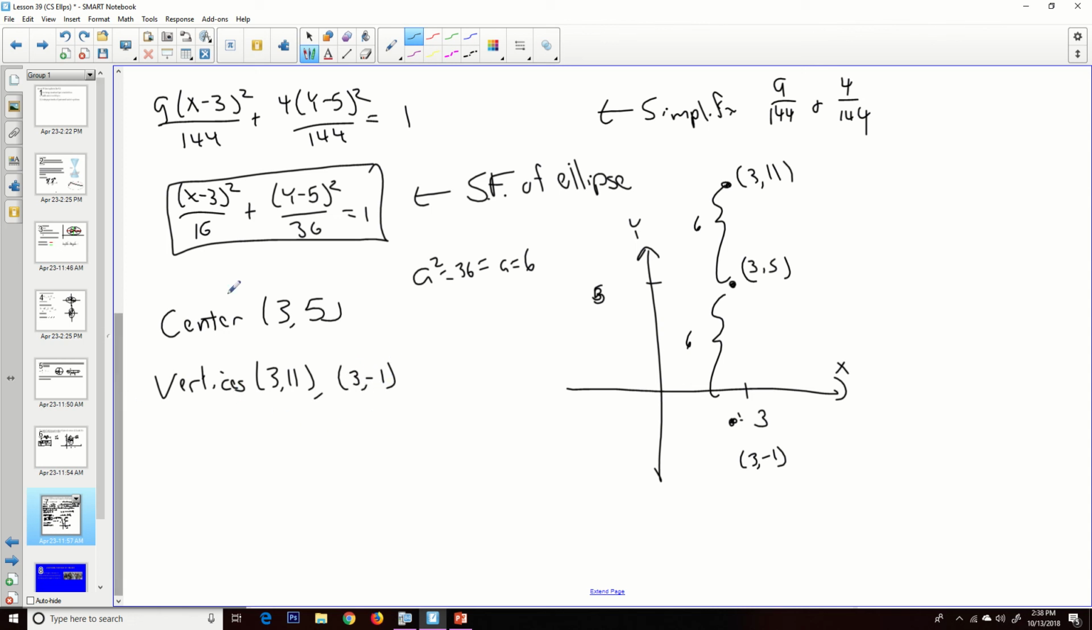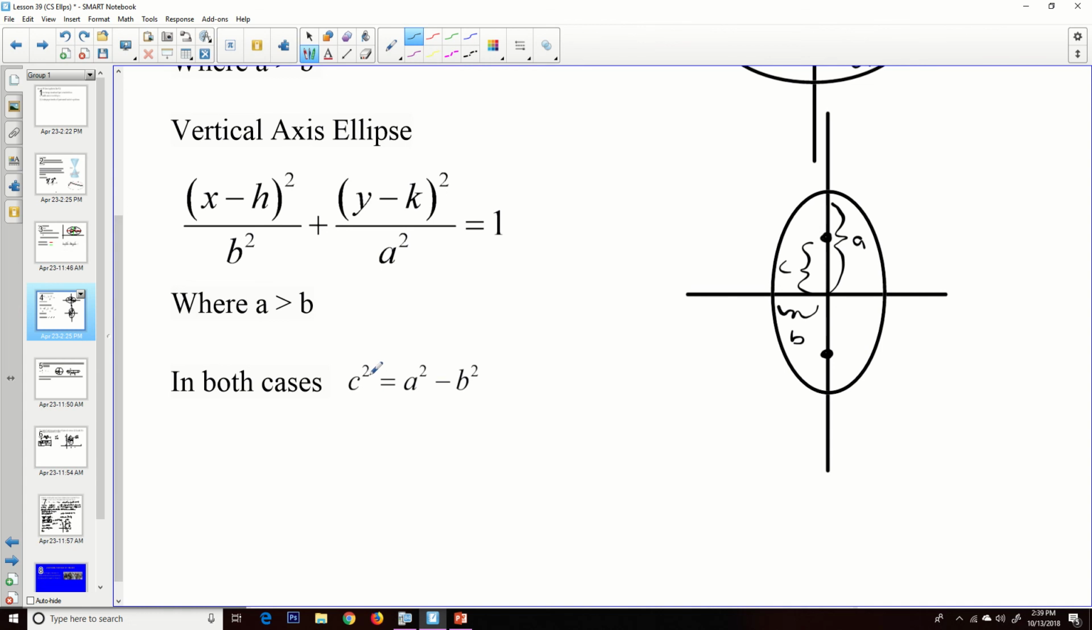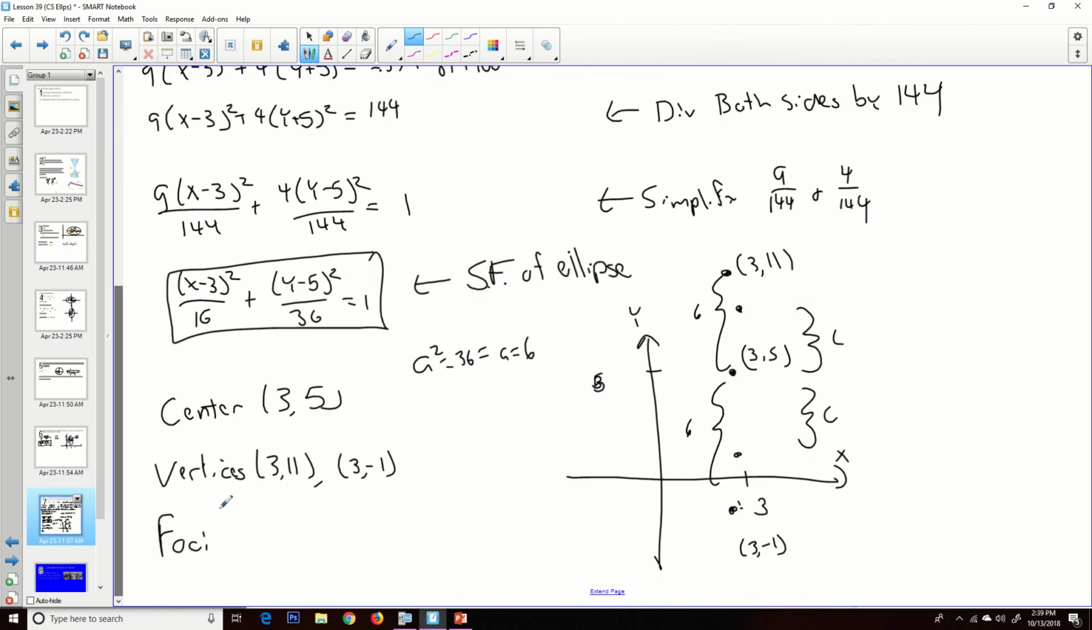And I need to find my foci, and my foci are c units away. So from here to there, and then this distance right there, are both c, not 6. That's c and that's c. So I can figure out what c is. Now, how do I find c? Now remember here, c squared is equal to a squared minus b squared. So I have all that information. I know that my a squared is 36, my b squared is 16.